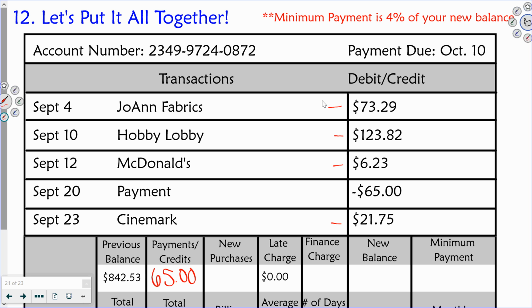No offense, I don't ever trust you guys. I still add them up. I've trusted students before and they were wrong, and then I have to go back and redo the whole thing. So 225.09. Do we see why I'm writing them where I am? They are literally labeled payments and credits, new purchases. Okay?